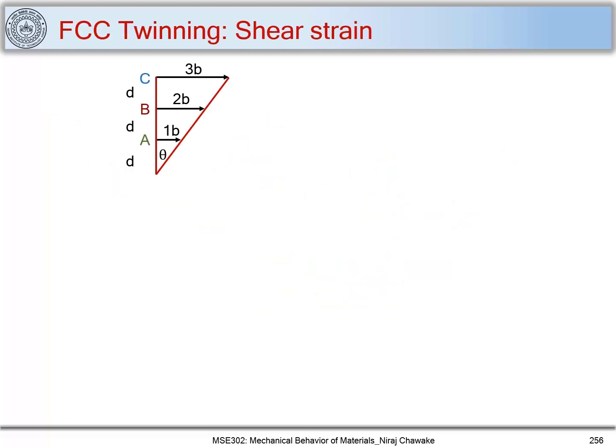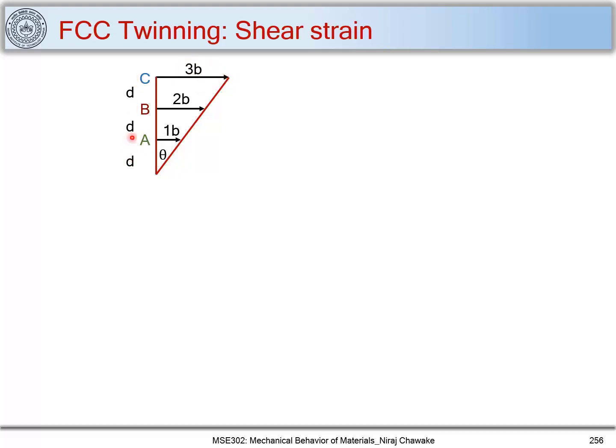And this is what I was talking about. Let's say we have a B layer and a C layer, and it shears in such a way that the A layer displaces by 1 unit of b, the B layer displaces by 2 units of b, where b is a Burgers vector, which is nothing but a Shockley partial here. So we have 2 times that Shockley partial, a/6 211 type, and the C layer moves by 3 times that Shockley partial, and thus we create a twin.